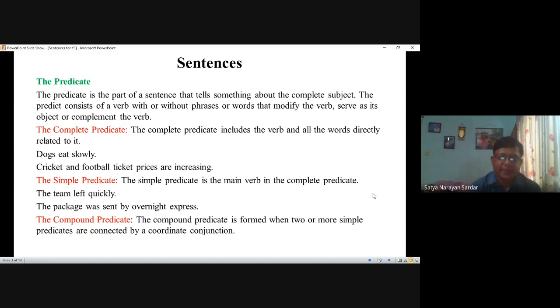The compound predicate. The compound predicate is formed when two or more simple predicates are connected by a coordinate conjunction. Be clear, right? The compound predicate is formed when two or more simple predicates are connected by a coordinate conjunction. My friend completed the homework and went to sleep. Two verbs are connected with this and coordinate conjunction.